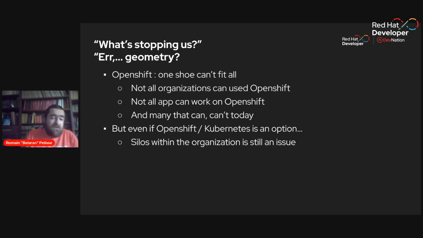So first of all, even if you have the option to use OpenShift, if you can buy OpenShift or just deploy it, the issue is that it won't fit all your use cases. It might fit some use cases very well, but there are some cases where you won't be able to use OpenShift. So not all organizations can use OpenShift, whether for budget reasons, for maybe not having the right skill set, or having a lot of legacy systems still running on internal infrastructure that cannot be easily moved to OpenShift. Evidently, not all apps can work in OpenShift.